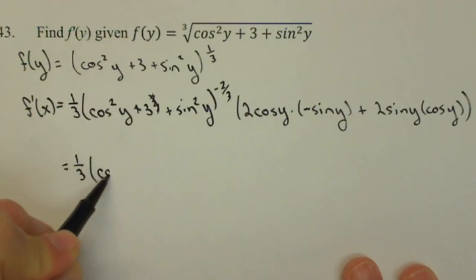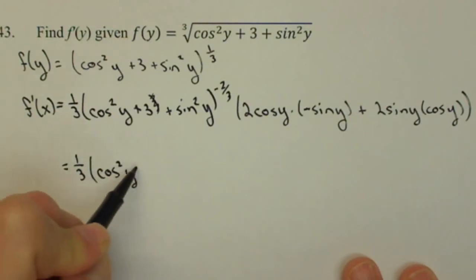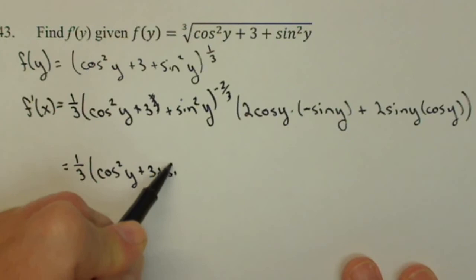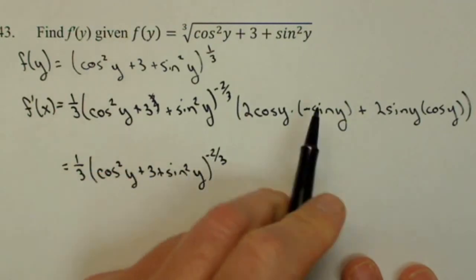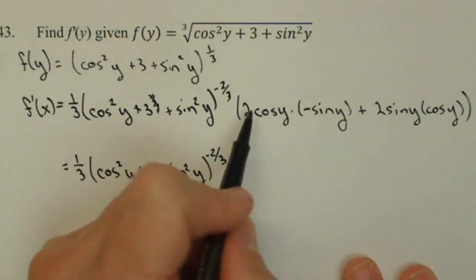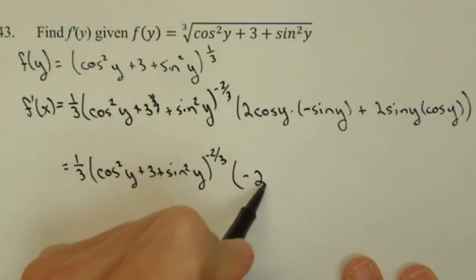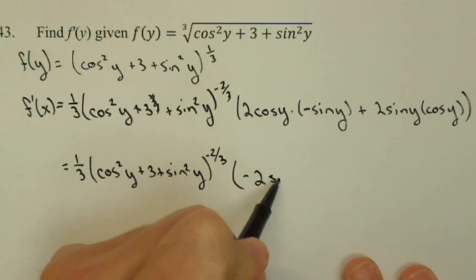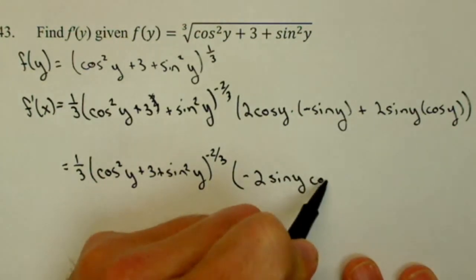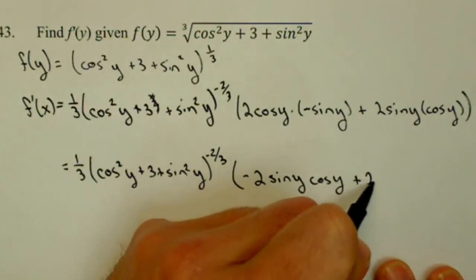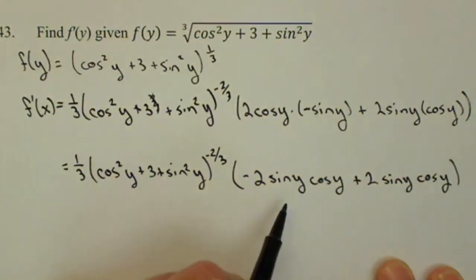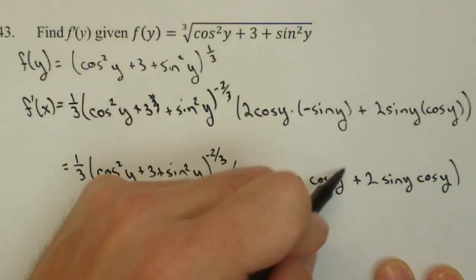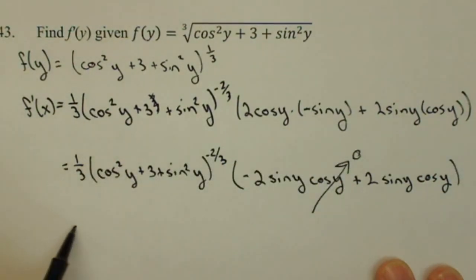So we got 1/3. We have cosine squared y plus 3 plus sine squared y to the negative 2/3. Notice what's going to happen here. I have a negative 2 sine y cosine y plus 2 sine y cosine y. Those are going to add up to be 0. And then 0 times that is 0, so the derivative comes out to be 0.